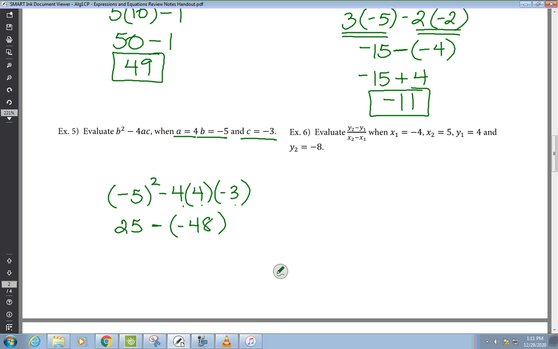And then we solve out the problem. So, keep, change, change. 25 plus 48 gives us 73. And that's it, that's our final answer. So again, once you plug the numbers in, it's still an order of operations problem.